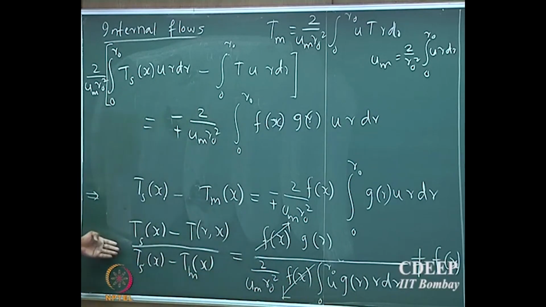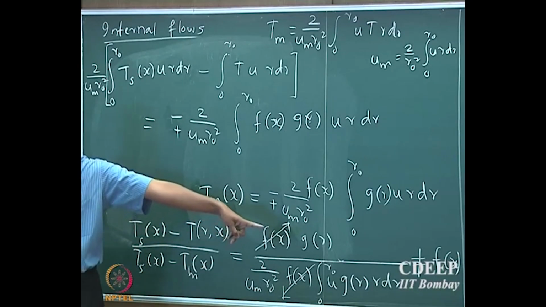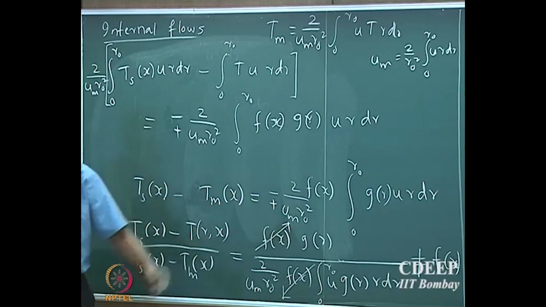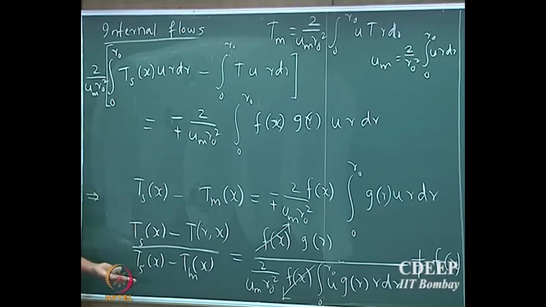So you will see that this ratio Ts of x minus T of r, x, where the local temperature is now a function of both the radial and the axial position, and not just that, the surface temperature and even the cup mixing temperature, both of them can be a function of the axial position. But irrespective of that, that's an important result. Irrespective of that, this ratio is not going to be a function of the axial position. So that is what one means by a similar profile.